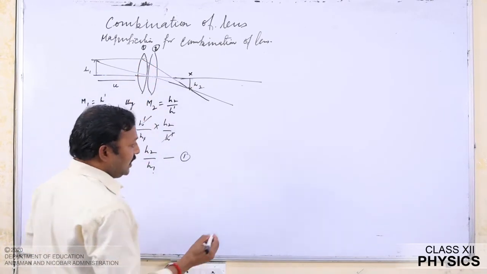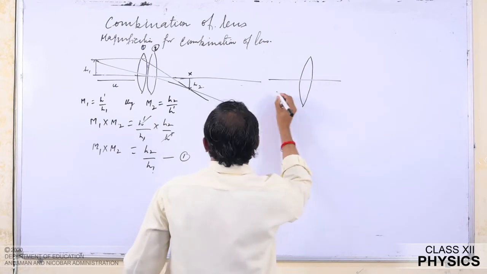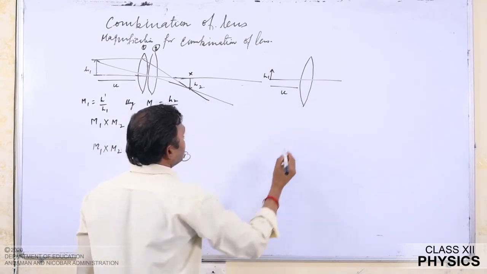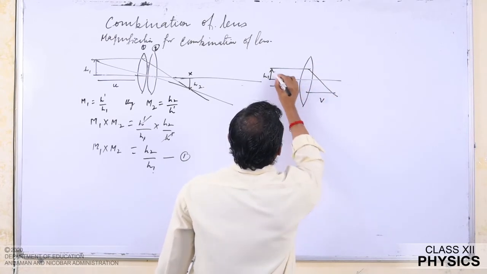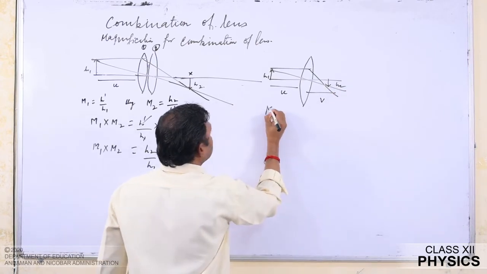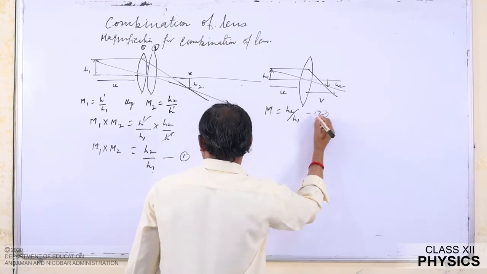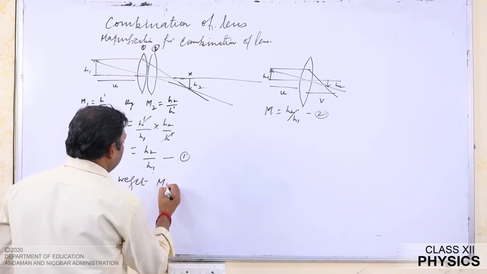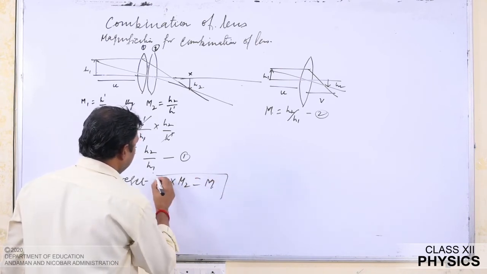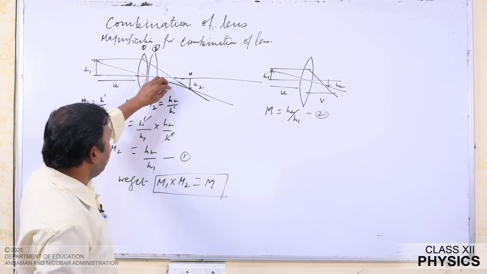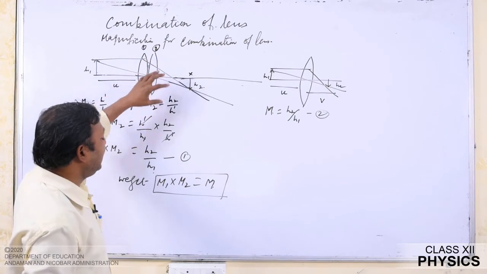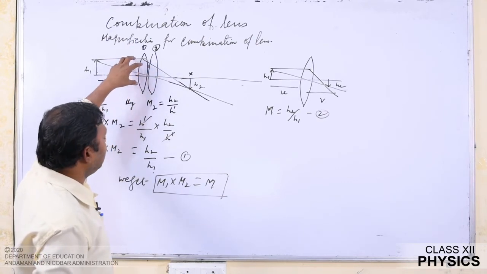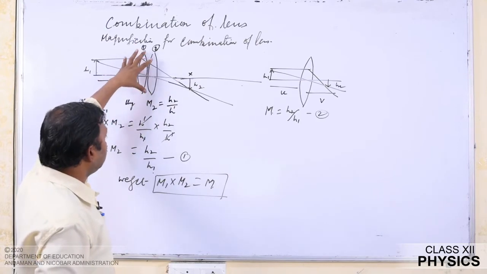Now consider these two lenses as a single lens. Here I am considering these two combined as a single lens, as shown in the figure. Let us say h1 is the object height located at u distance, and the final image is formed at v distance whose height is h2. So magnification M in this case is given by h2 divided by h1, equation 2. Combining equation 2 and 1, that is, on equating equation 1 and 2, we get m1 multiplied by m2 is equal to M. So we see that when we combine two lenses in contact, the net magnification comes out to be the product of the magnifications of the individual lenses. Similarly, for powers, the total power will be equal to the sum of the powers, and for focal length, the reciprocal of the net focal length will be equal to the sum of the reciprocals of the focal lengths.